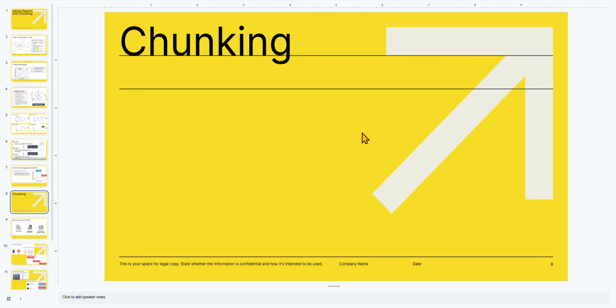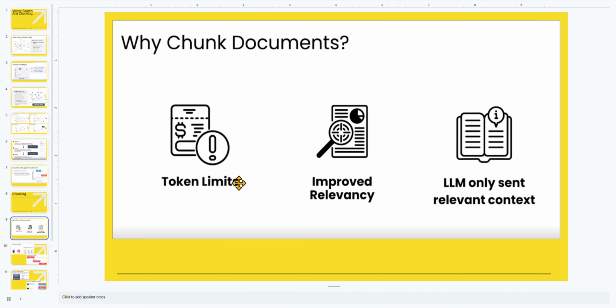Okay, so the next topic is chunking, and we will try to understand why we need to do chunking and what the advantages of chunking are in a RAG system. First of all, why do we have to chunk documents? The fundamental reason is token limits. What are token limits? At the end of the day, the documents that you retrieve from your vector database, you append to your prompt and you send it to an LLM.